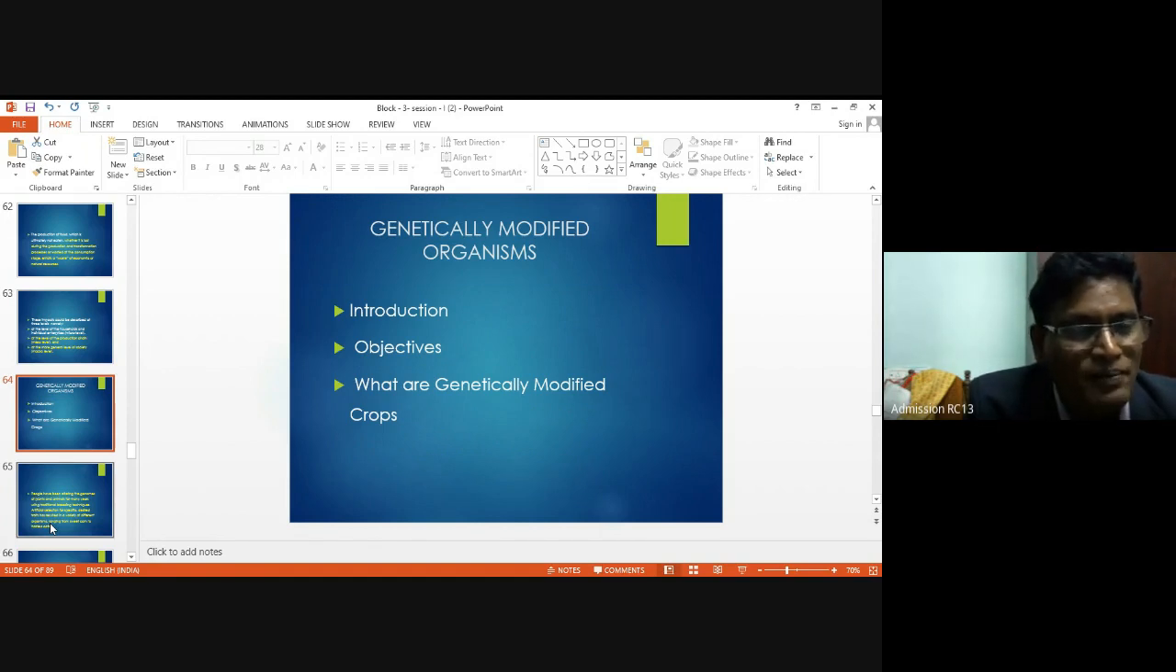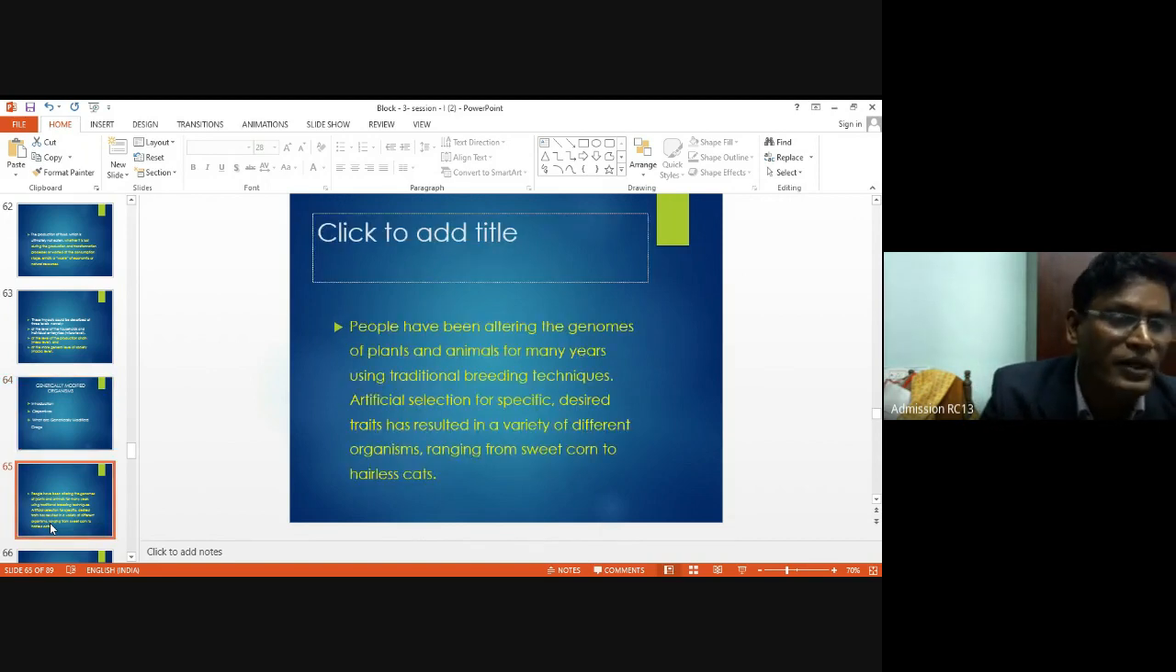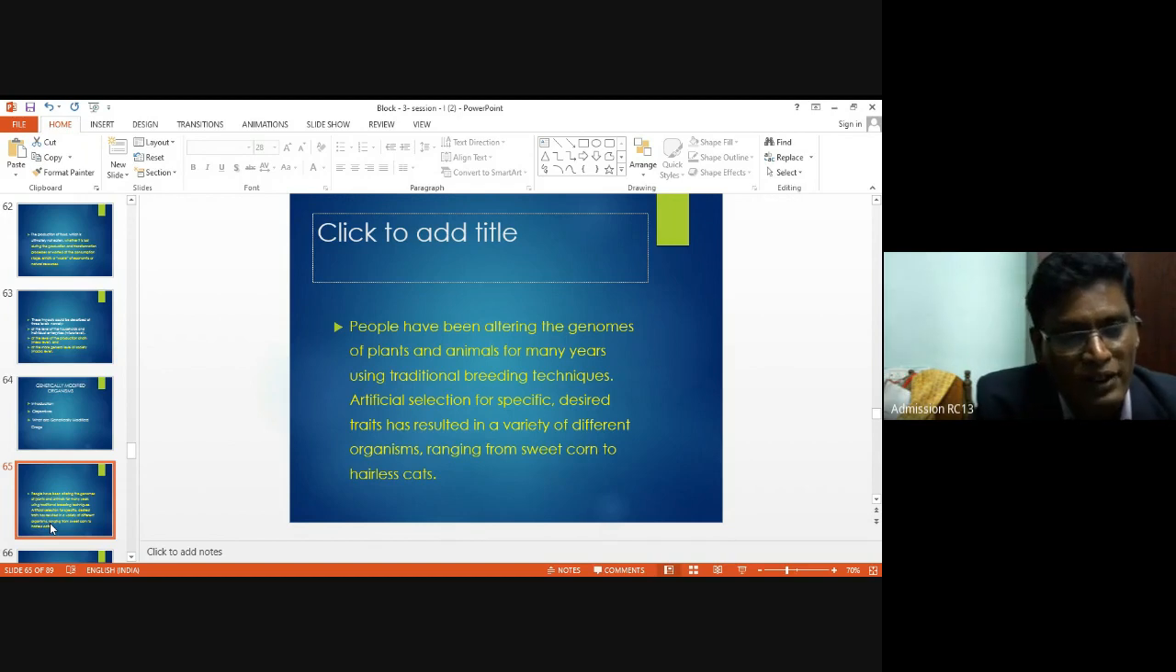But at the same time, there is also wastage and loss of food, which is an economic burden on the society. So genetically modified organisms, whether plants or microbes, are required in order to produce the required quantity and the required quality of food.